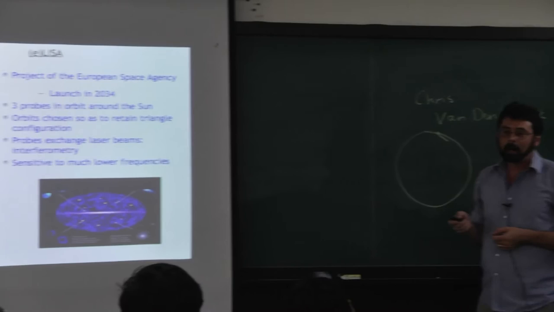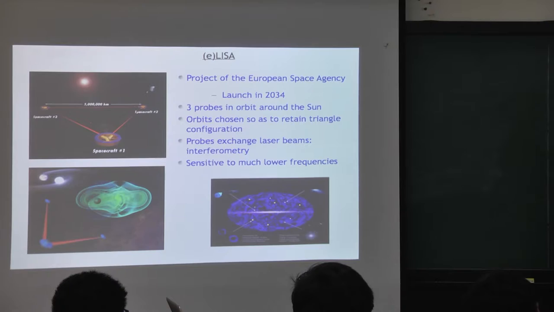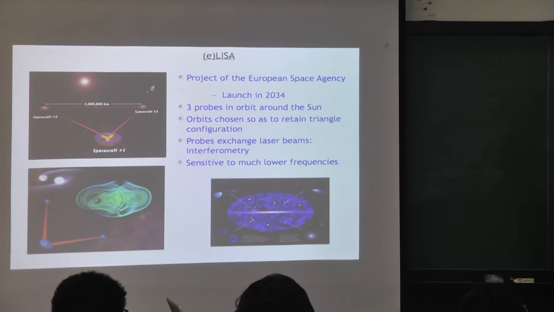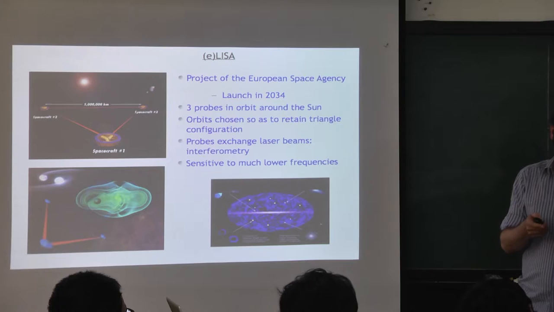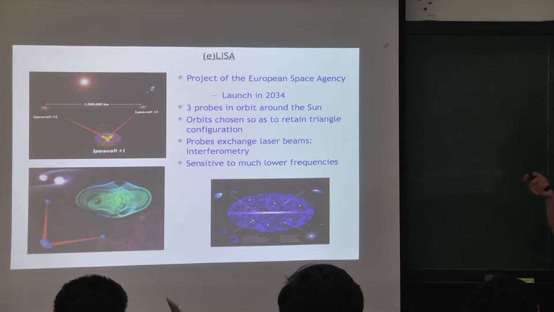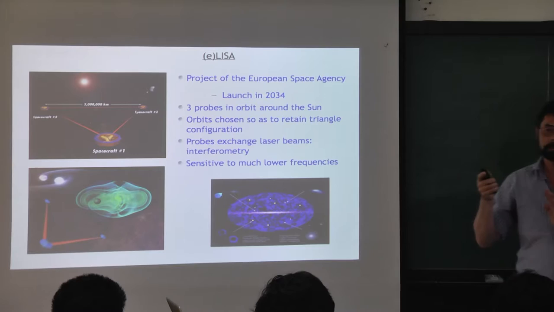And they exchange laser beams, and so you have interferometry again, right? So you have these three probes in orbit around the Sun, chosen so that a triangle configuration is retained, and you have interferometry. Now, a rule of thumb in physics is that if you're looking for waves, then the size of your instrument determines the kind of wavelengths you will be sensitive to. Detectors on the Earth have arms on the order of kilometers, so they will be sensitive to relatively short wavelengths and therefore higher frequencies, as we've seen, between, let's say, a few hertz and a few tens of kilohertz.